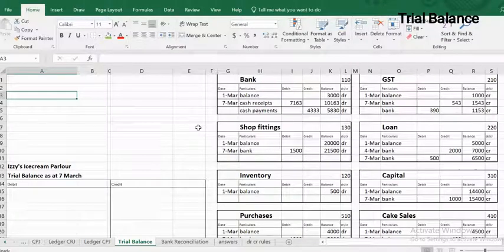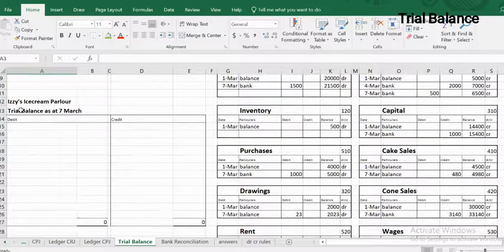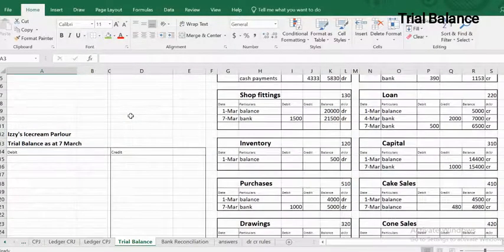Right, our next step is taking our ledger accounts and using those to produce our final trial balance. So first of all, I've got our trial balance here. And notice I've dated it as at the 7th of March because that's the final date of this accounting period. It's "as at" because it's like taking a photograph of the business at exactly that date. It's not a summary of things, it's what's happening at this date.